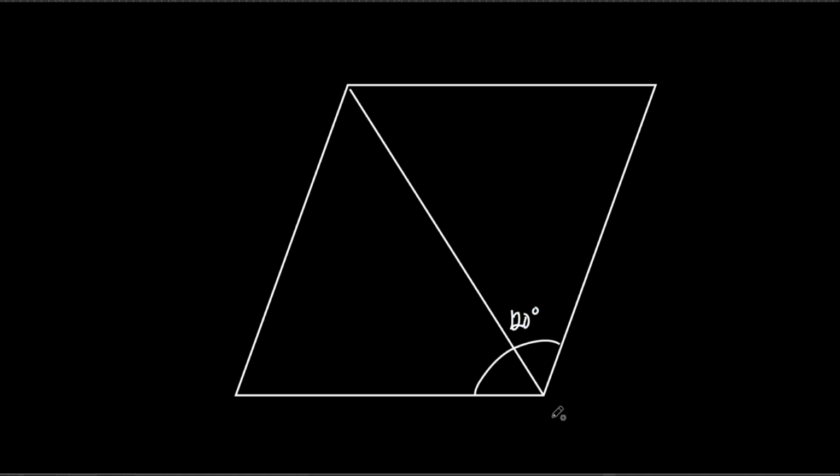If this was a rhombus, this is a diagonal, so what would be true about this angle right here and this angle right here? Say it, John. Well, the whole thing's 120. The whole entire angle is 120. What would this little angle right here be? It'd be 60 degrees. Right.